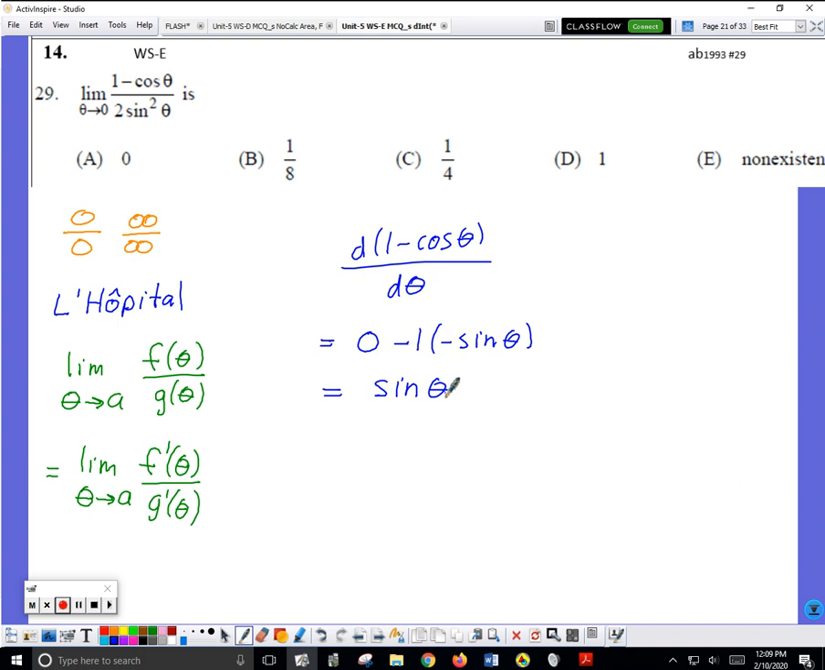Now you find the derivative of the denominator. So I want d of 2 sine squared, which means 2 times sine of theta all squared, and this has to be d theta.